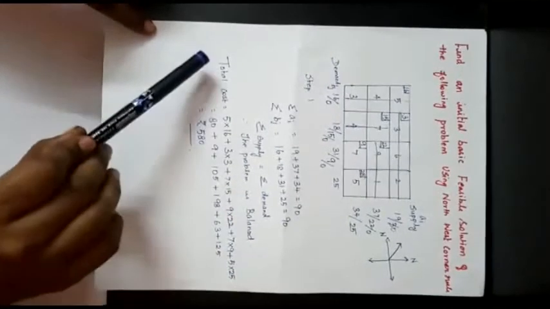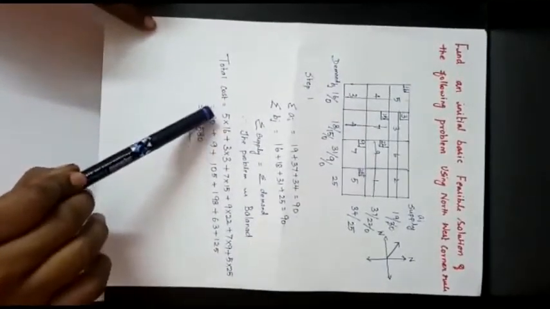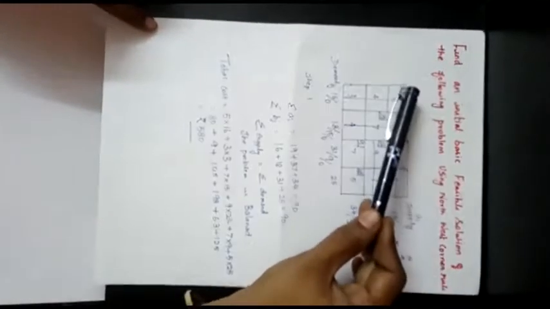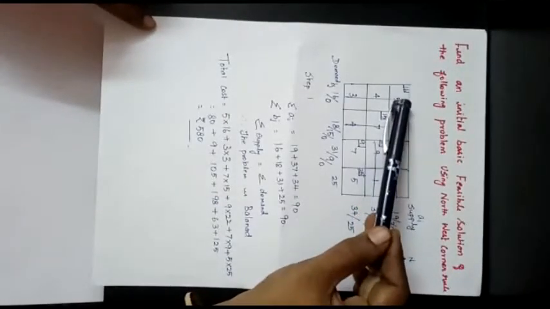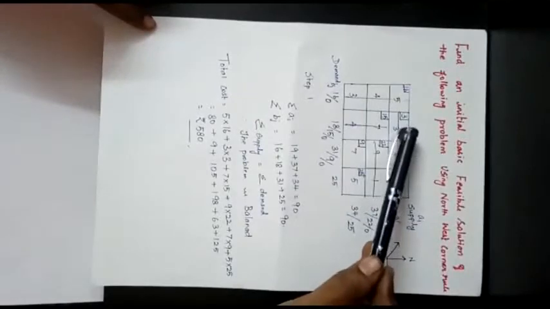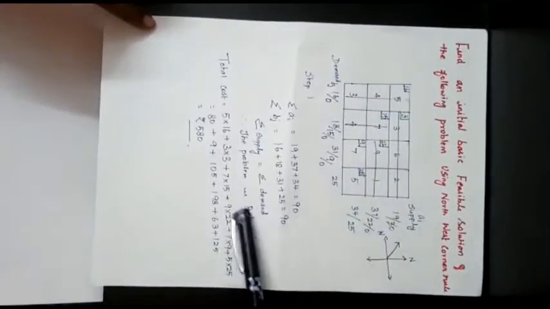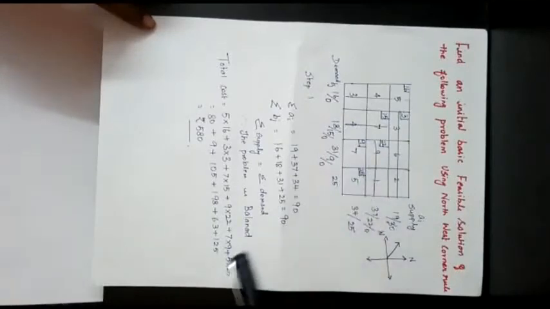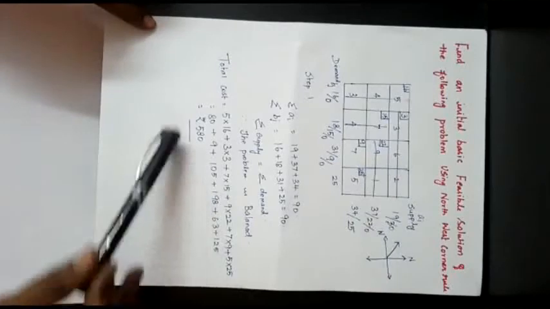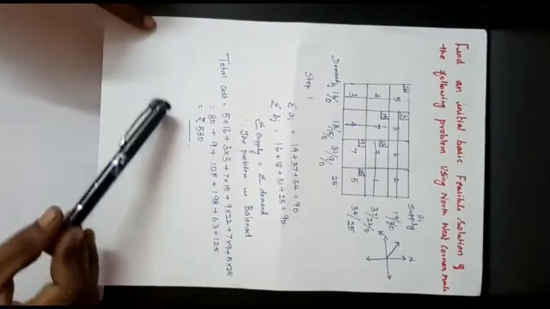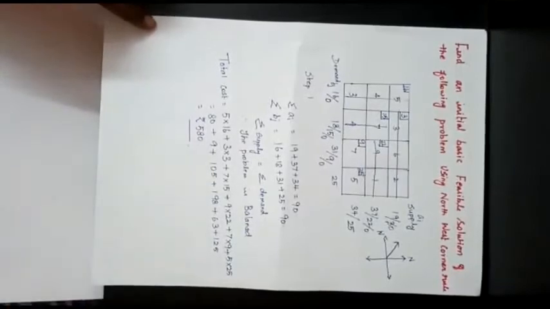After completing this table, you have to find the total transportation cost, which is the element of this box and the allocation. Here 5 into 16, here 3 into 3, here 7 into 15, 9 into 22, plus 7 into 9, plus 5 into 25. All these allocated boxes should be considered for calculation here, and this will be your answer.